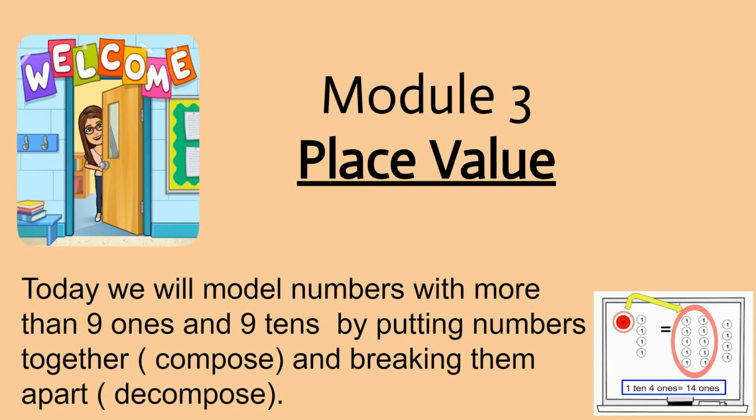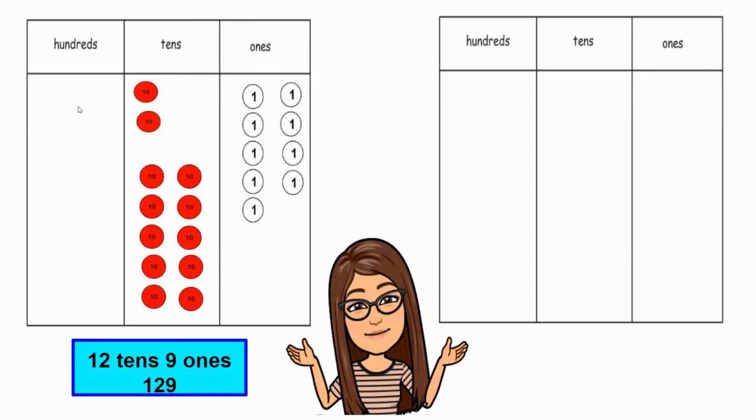Hello everyone! Today we will model numbers with more than 9 ones and 9 tens by putting numbers together, compose, and breaking them apart, decompose. So let's get started! On this chart, I have 12 tens and 9 ones. If I were to add all of my tens here and all of these ones, I would have the number 129. 12 tens, 9 ones equals 129.